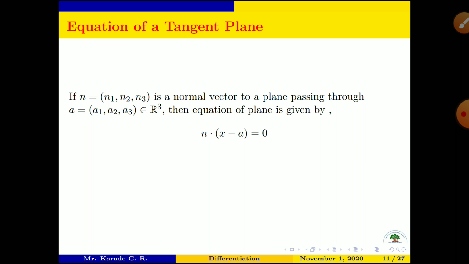Obviously vector n and vector x minus a are perpendicular to each other, and therefore their dot product is always equal to 0, and that becomes the equation of the tangent plane. That is, the vector (n1, n2, n3) dot (a1, a2, a3) is equal to 0.